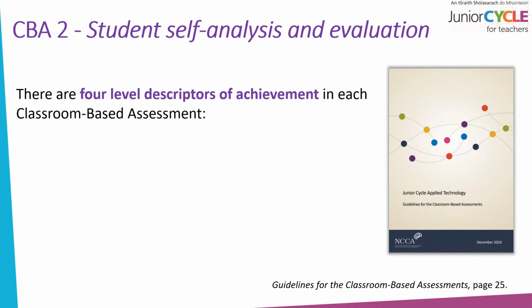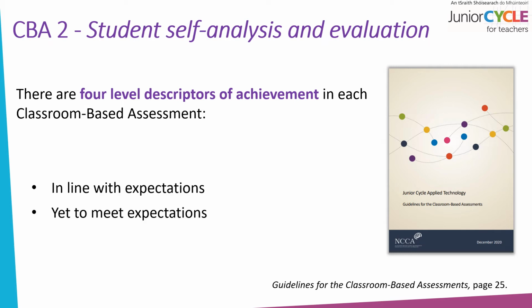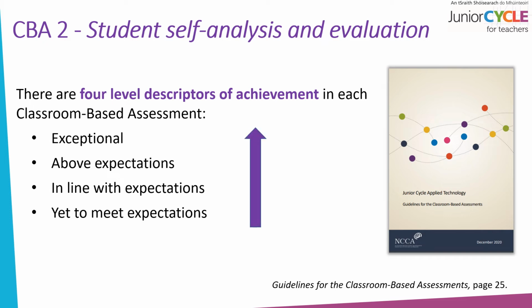There are 4 level descriptors of achievement in each classroom-based assessment. Yet to meet expectations, in line with expectations, above expectations, and exceptional. The teacher should read the features of quality, starting with yet to meet expectations, until they reach a descriptor that best describes the work being assessed. The descriptor being awarded should closely match the criteria for that level descriptor within the features of quality.